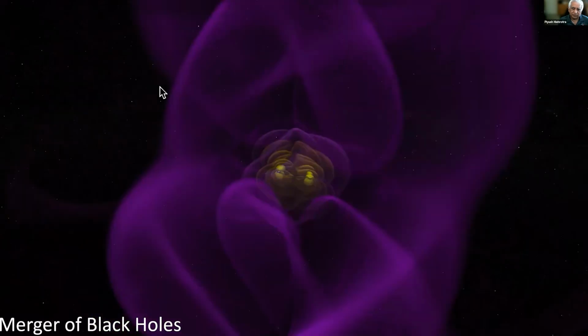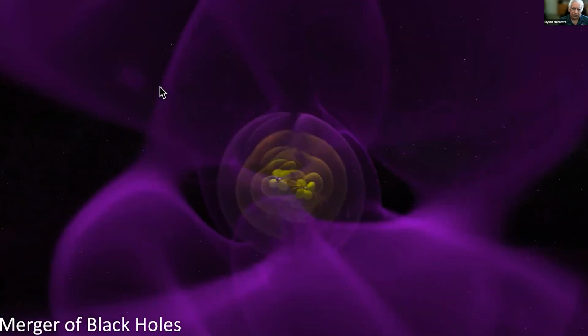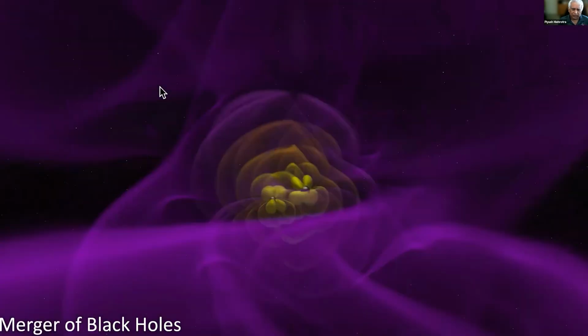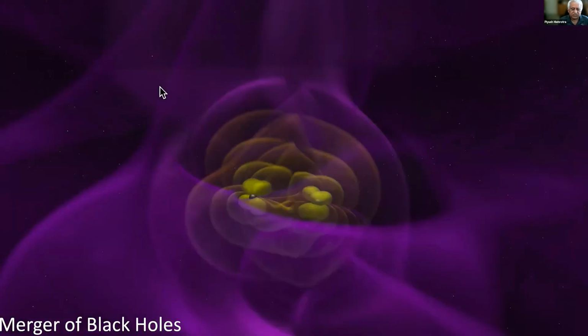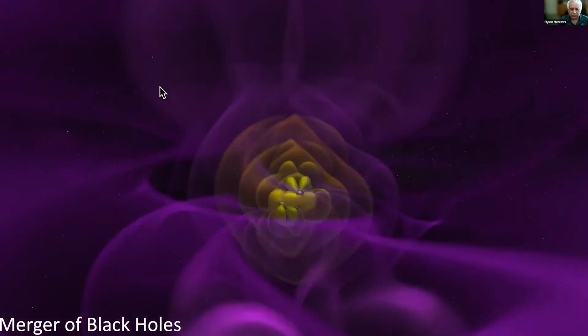And this visualization that you see right here is using those parameters to see what was happening to the black holes. So this is work being done in astrophysics to figure out how black holes merge, to understand the merging process of black holes.